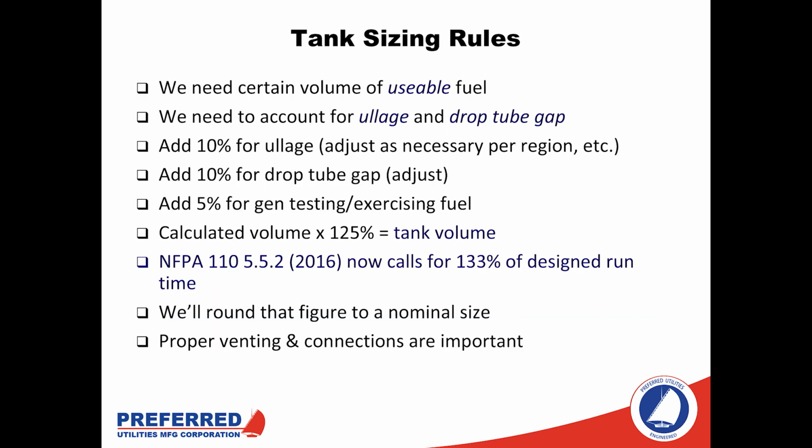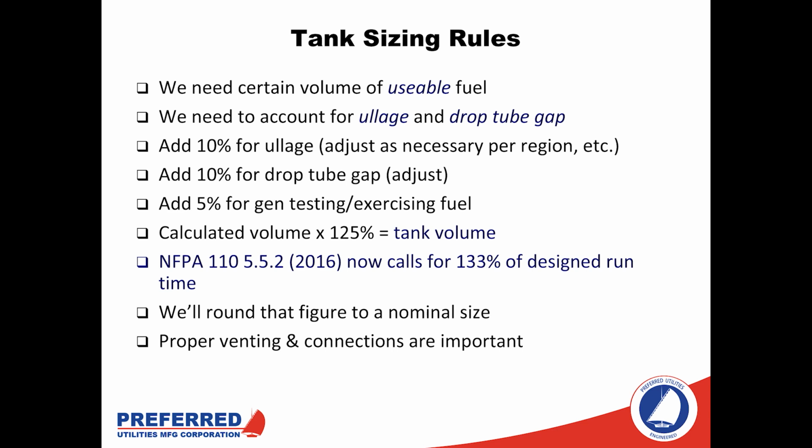Now, we're going to take this raw number, and there are some considerations that we need to add to it. Understanding that we need a certain volume of usable fuel, we wouldn't run out and specify a 40,320 gallon tank right on the nose. We need to account for ullage and drop tube gap to start. Ullage is the amount of headspace on the bulk storage tank that can't be filled with fuel. We don't want to fill all the way up to the very top.